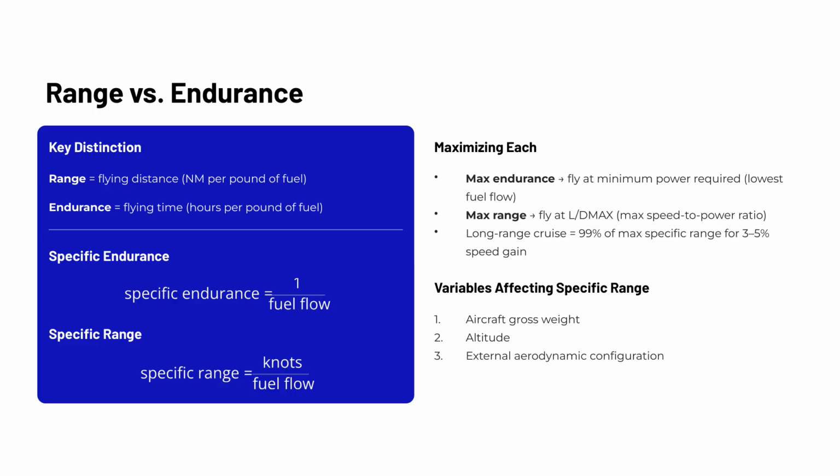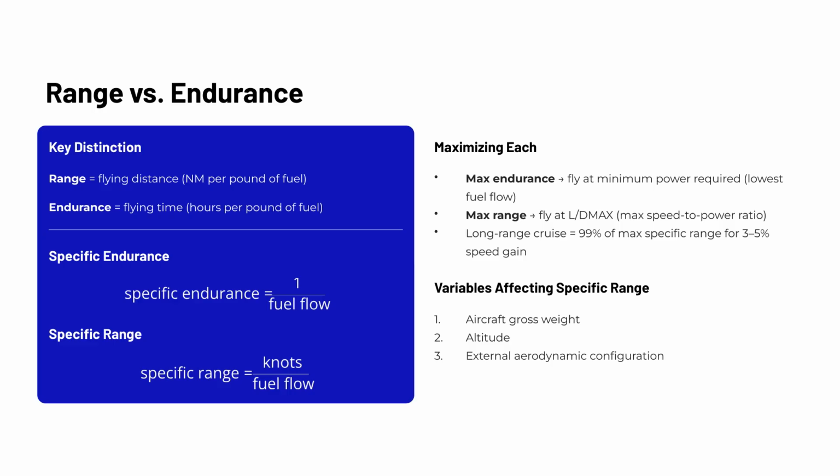In practical operations, pilots often use a long-range cruise technique, which targets 99% of maximum specific range. This small sacrifice in efficiency yields a 3 to 5% increase in airspeed, making the trade-off worthwhile on most flights.